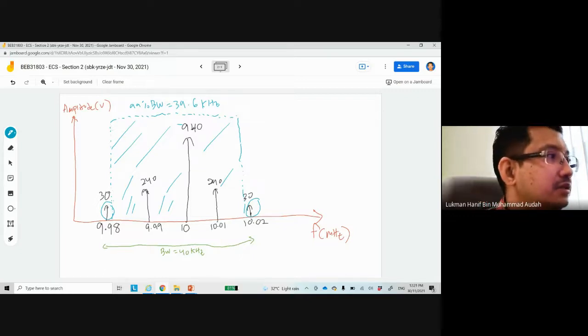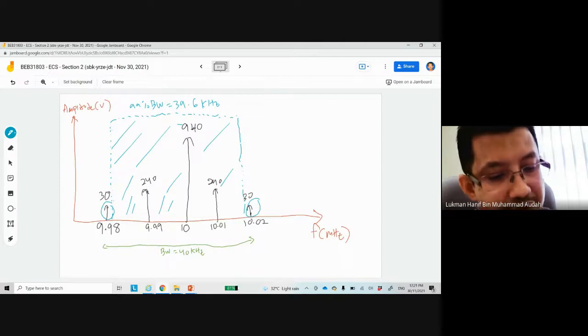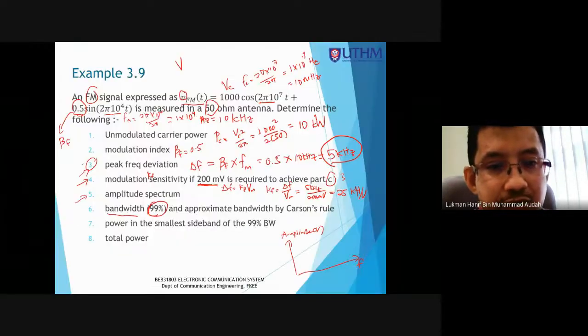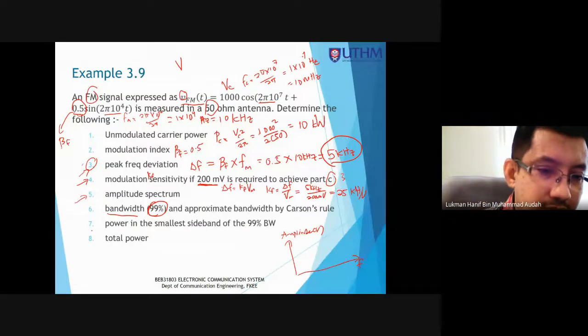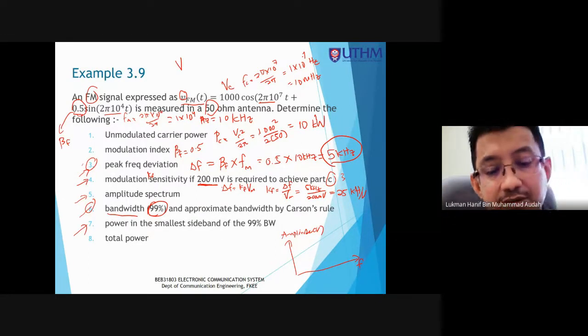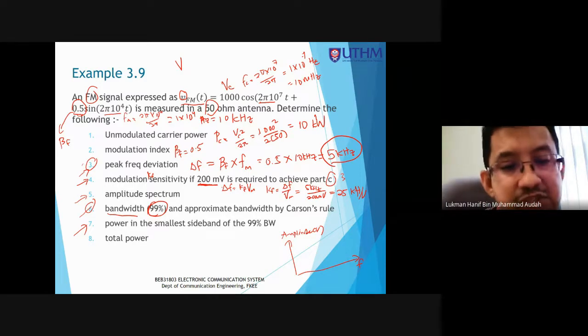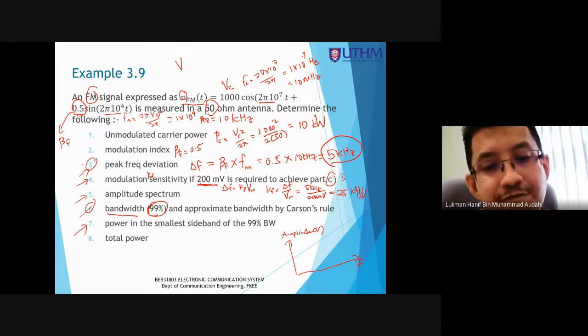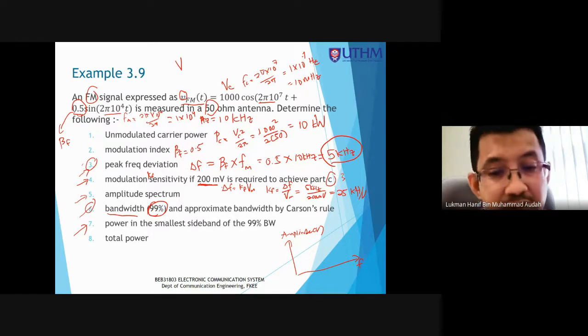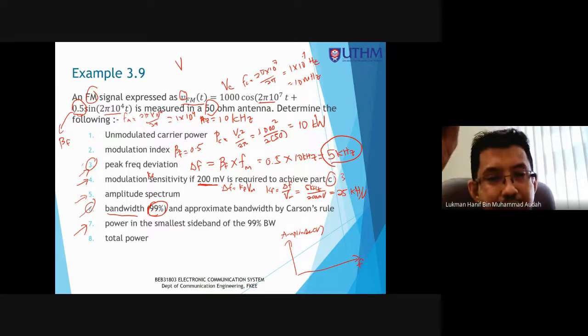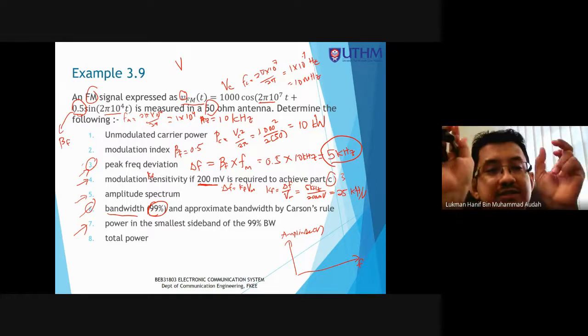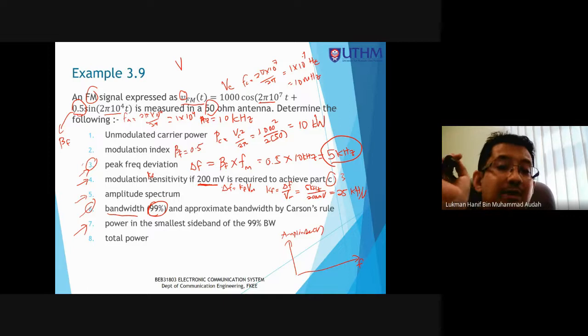Okay, the next question actually asks like this. Kita dah jawab yang ini sudah. Number 7. Power in the smallest sideband of the 99%. So within the 99% bandwidth, what is the smallest sideband power?